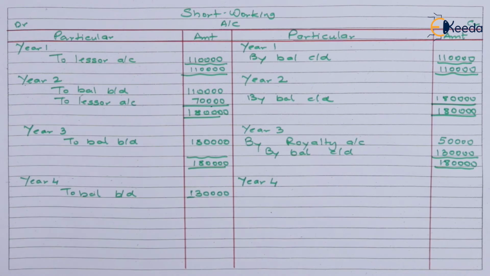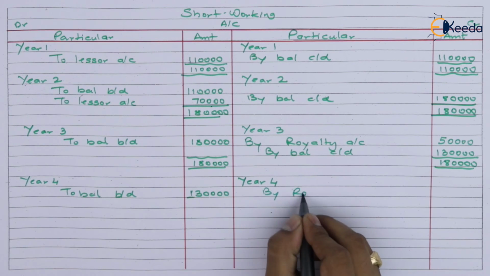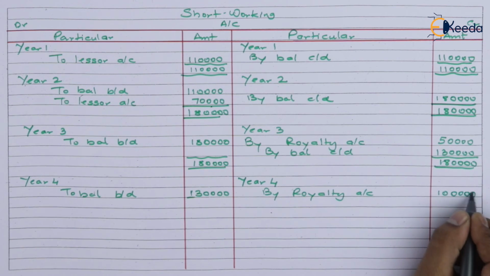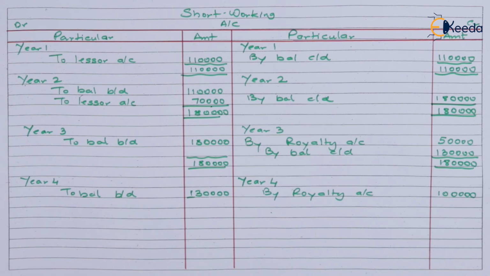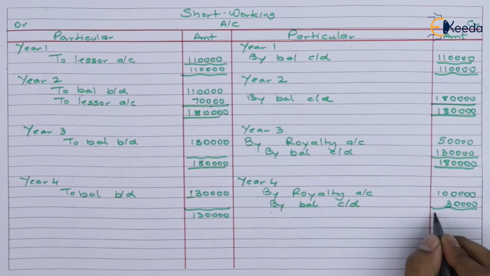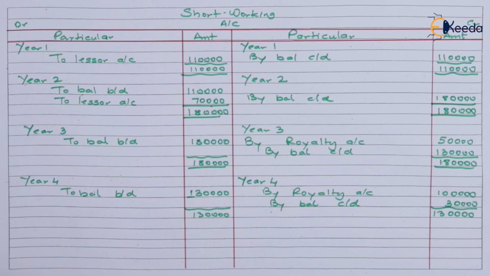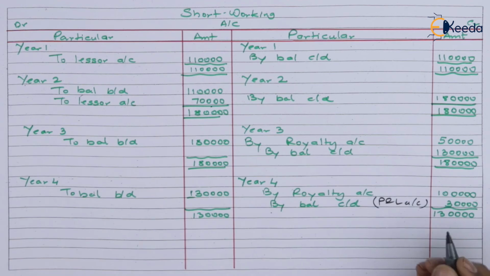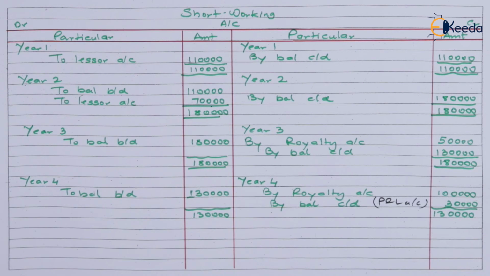Now in year 4, we got a royalty of additional 1 lakh that has been used here for clearing of this balance. So the balance left in short working account is 30,000 itself. Now this balance that has been carried down has been closed because it has been moved to profit and loss account. So I'm highlighting that in black. Hence, in short working account, there is no year 5 because in year 5 there was no short working at all. Everything was allowed only until the first 4 years.